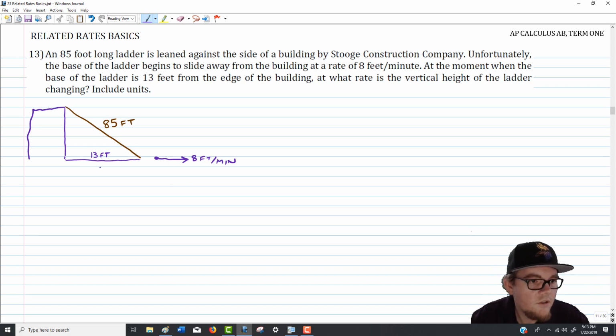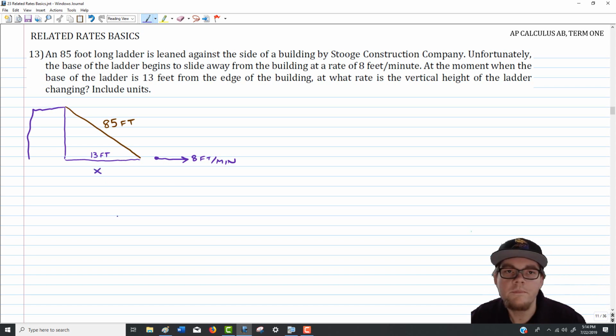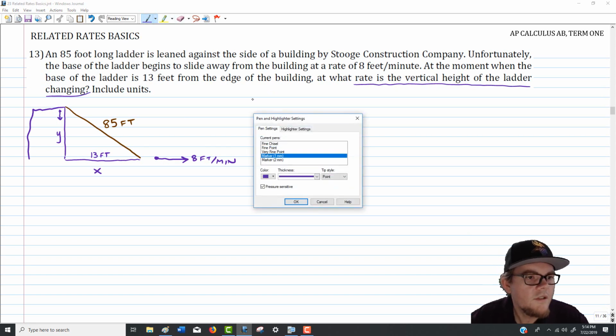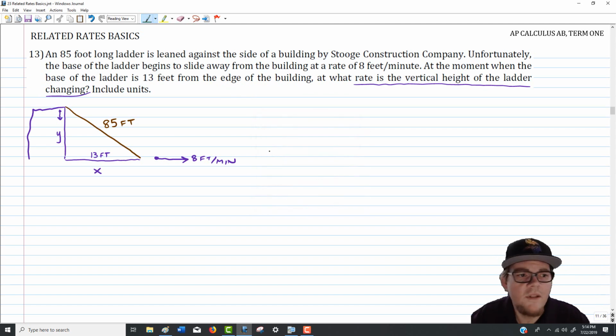Since that's changing, I'm going to call it X. And of course, since the ladder is sliding outward, we can imagine that the ladder has to be falling downward as well. So I'm going to call this Y. We don't know the actual amount at that instant, but we can find that in just a second. In fact, that's what we're asking here: what rate is the vertical height of the ladder changing, with units. So let's look at some pieces, see if we can fill in some gaps, and then get ready to actually work through this problem.